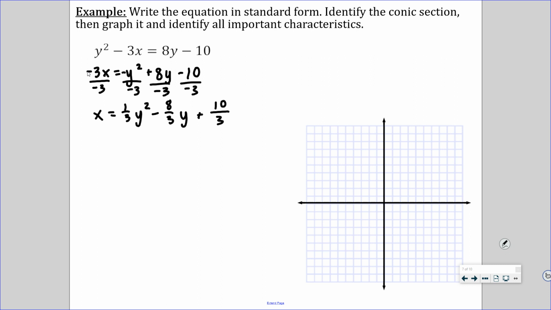Now this really isn't in our vertex form right now. We call this the standard form of a parabola. So we have to complete the square to get it into vertex form. I've got to factor out this one third, which actually works out pretty nicely. Remember, when I factor out a number, I'm just dividing that out. So if I divide out one third from eight thirds, what do I have left? Eight. Good.